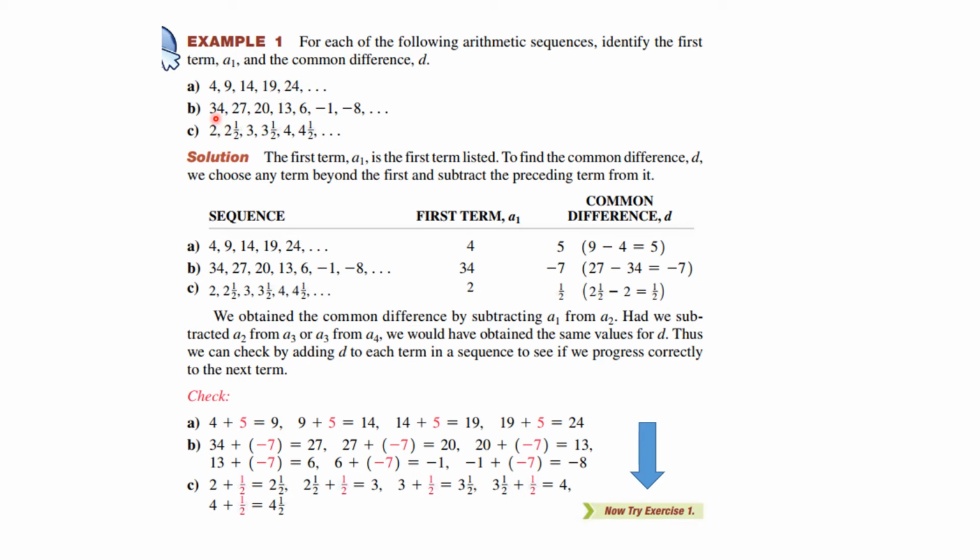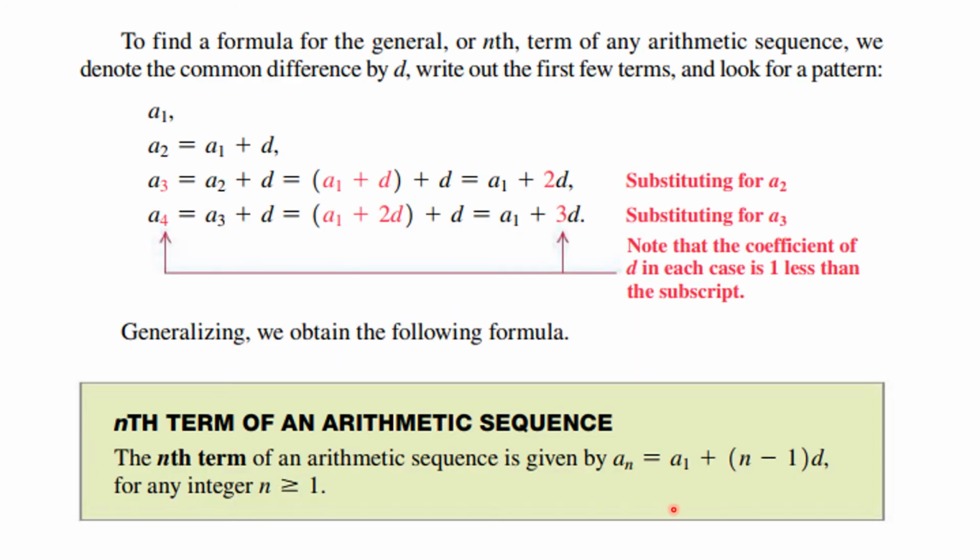Here the first term is 34 and the common difference is minus 7, because to get the next term I always subtract 7 or add minus 7. Here the first term is 2 and the common difference is 1/2, because to get the next term I always add 1/2. Here's an exercise for you to try to test your understanding.